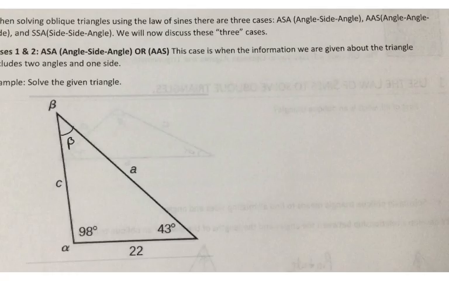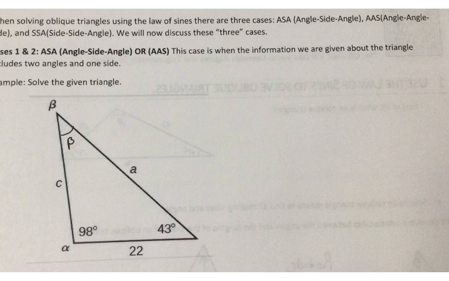This is when we can use the law of sines. If I know an angle, a side, and an angle in that order, if I know two angles and a side beside them, or if I know two sides and one angle. We'll now discuss the three cases. So case 1 and case 2, if it is angle, side, angle, or angle, angle, side, this is the case when the information we were given about the triangle includes two angles and one side. So you can see here what we were given: two angles and a side.